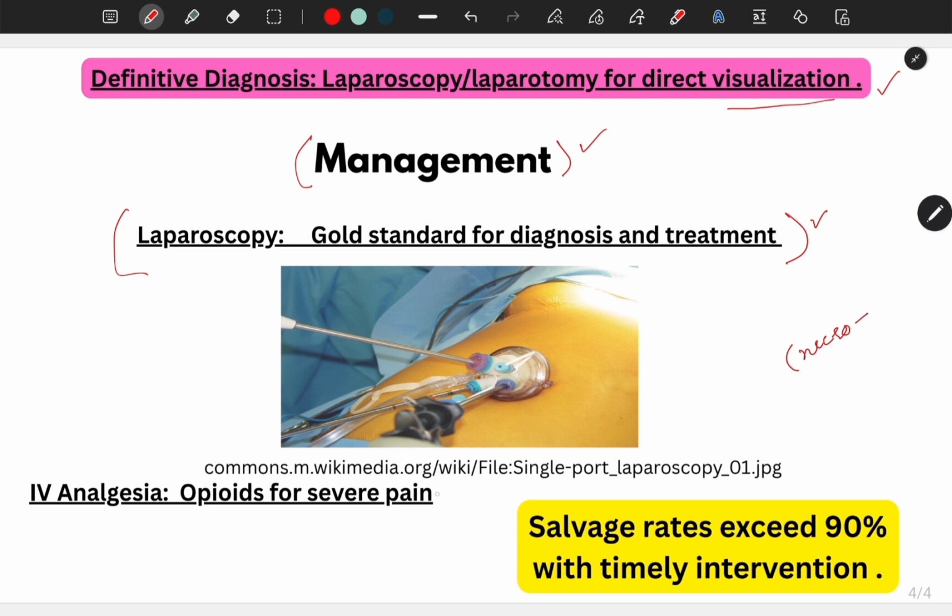As I have described, the hallmark symptom for ovarian torsion is severe pain. For pain management, we use IV analgesics. And if there is any chance of secondary infection, then we go for antibiotics.